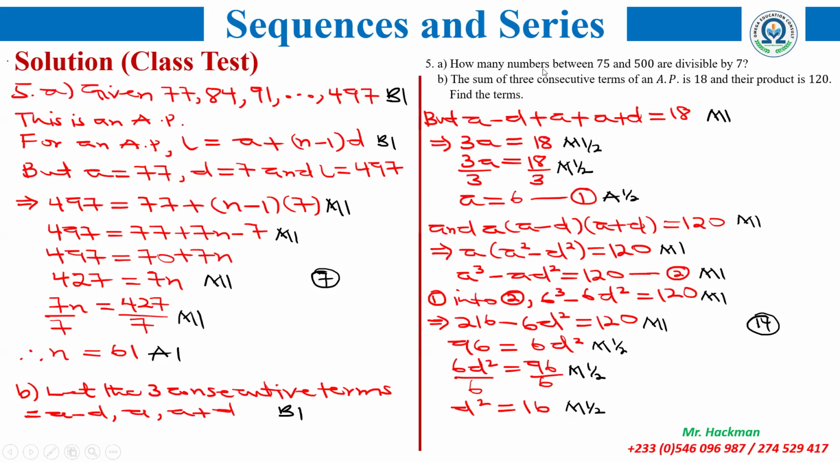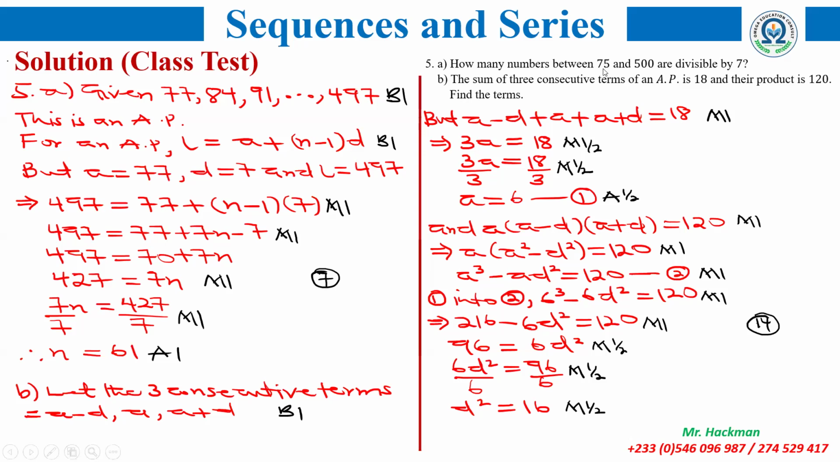In this, how many numbers between 75 and 500 are divisible by 7? All you need to do is to generate a sequence of multiples of 7 between 75 and 500. Take 75, then divide by 7, because you need to get your first term. You know that 75 divided by 7 will give you a decimal. I hope you are with me.